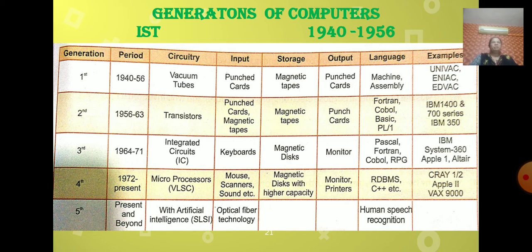Then the monitor and printers are output. And the languages are RDBMS, C++, etc. Then the Apple II and VAX are examples of fourth generation computers.